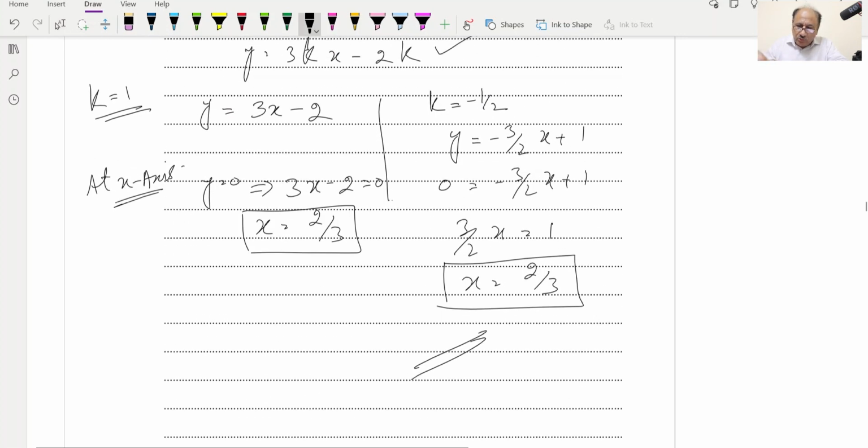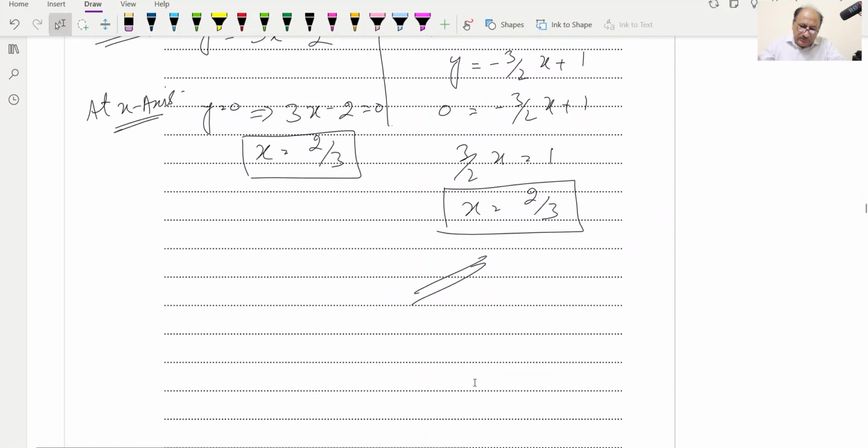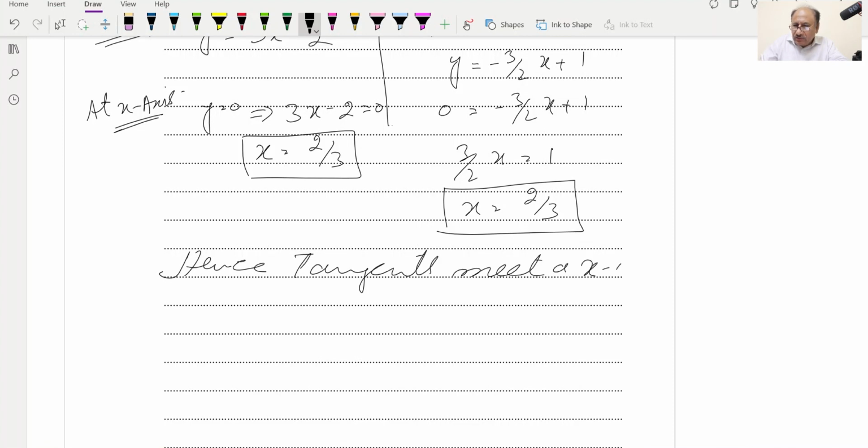So this shows that these two tangents meet at the x-axis. So we can write over here, hence the tangents meet at the x-axis. This will be our answer.